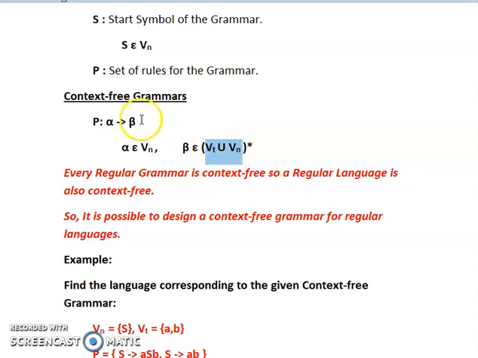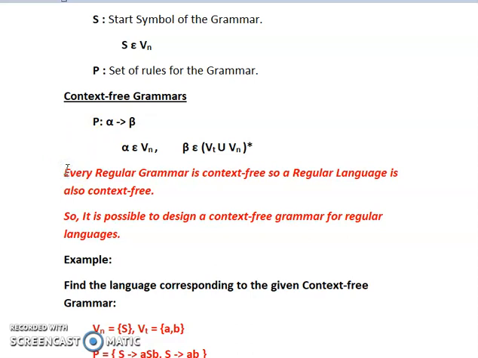Also beta can be replaced by a null. So we can have a null on the right hand side because of this asterisk, that is our star closure. According to this production rule, on the left hand side there is a single non-terminal, that means a single variable, and on the right hand side there is a combination of terminals and non-terminals, that means a combination of constants and variables, or it can be replaced by a null. That is your asterisk.